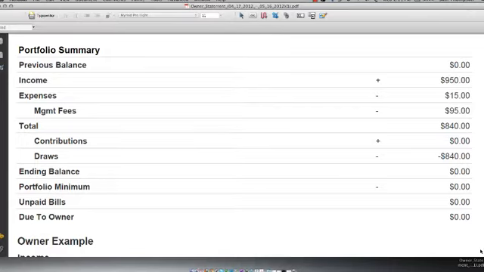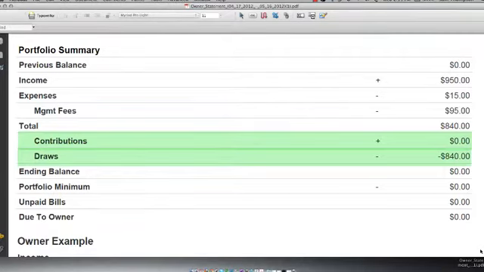The next two items are the total of owner contributions and total of owner draws processed during the statement period for this portfolio. Owner contributions can be any funds that you have sent to us either through the portal or via mail. Owner draws are any funds that we have sent to you either through direct deposit or by mail.